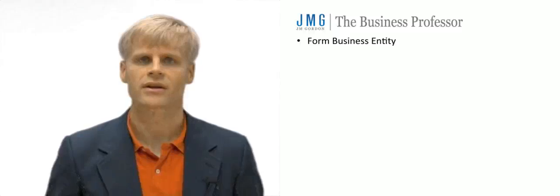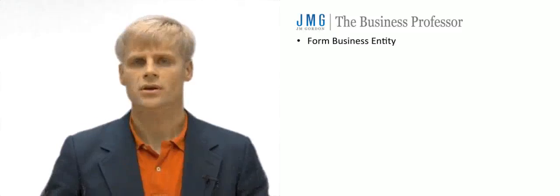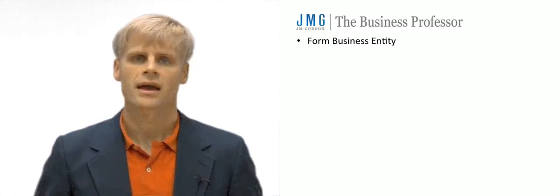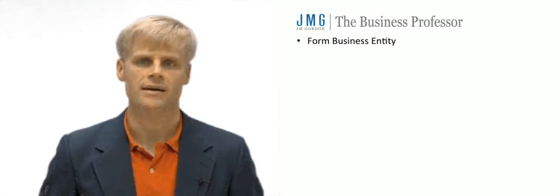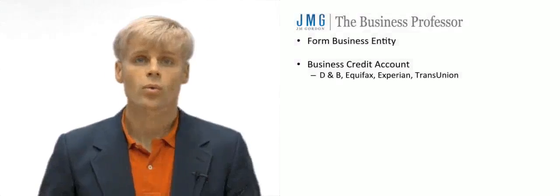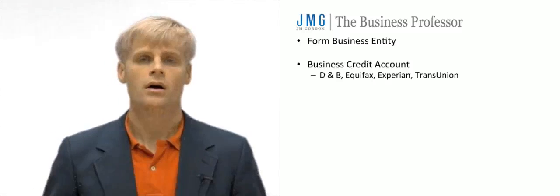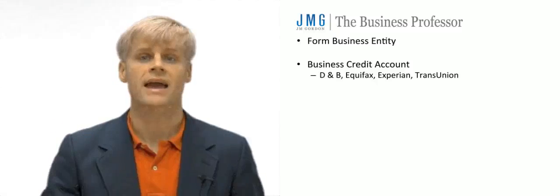So to start with, you look at your business entity and you'll file your business entity with the state, and you'll have it organized so it is separate from yourself. And we go through in other videos the governance requirements and the setup requirements for different types of entities. Next, you're going to want to open some form of business credit account.